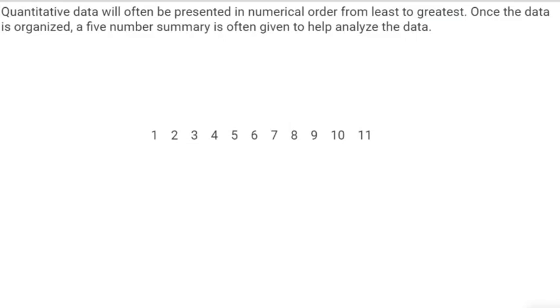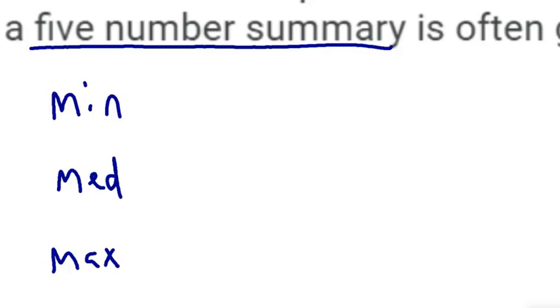When measuring a set of quantitative data, we're generally going to want to look at the numbers in numerical order, either from least to greatest or greatest to least. Once our data has been organized, we will generally be asked for a 5-number summary. The 5-number summary refers to the minimum value, the maximum value, the median value, the first quartile, and the third quartile.